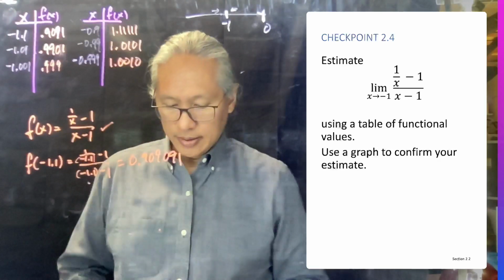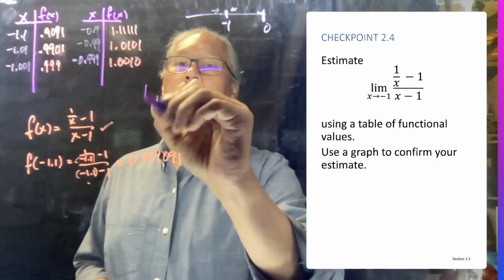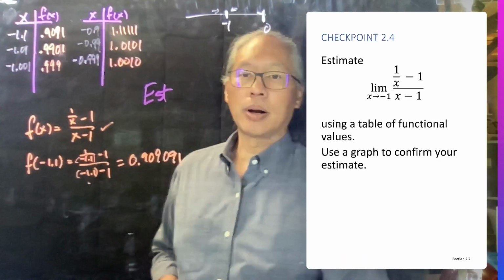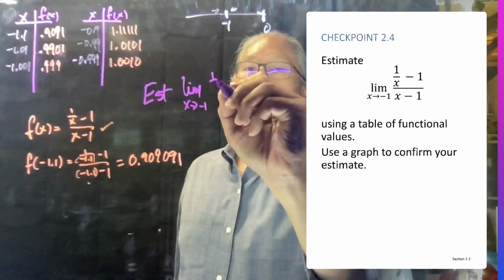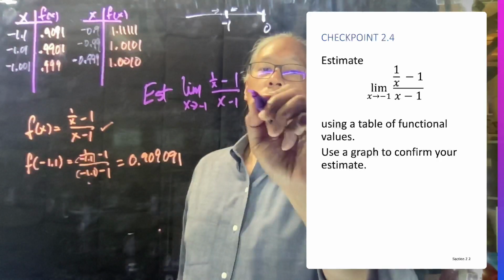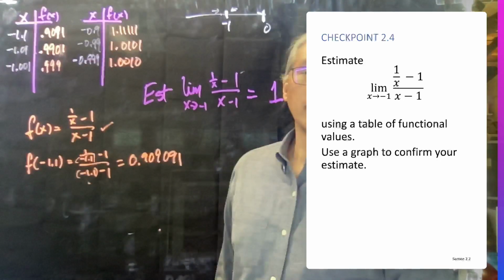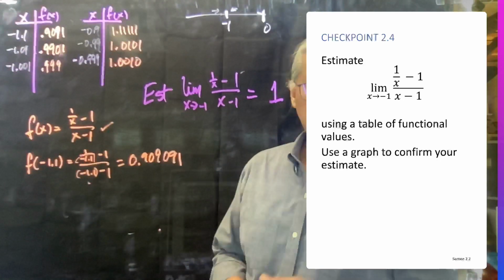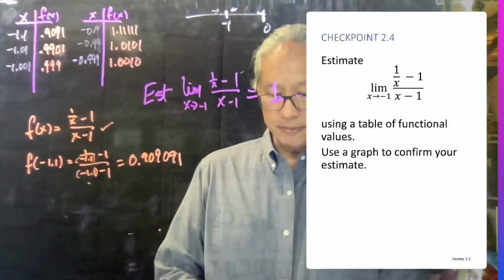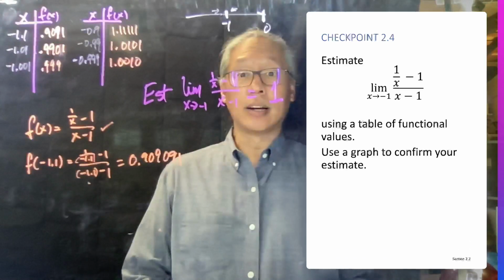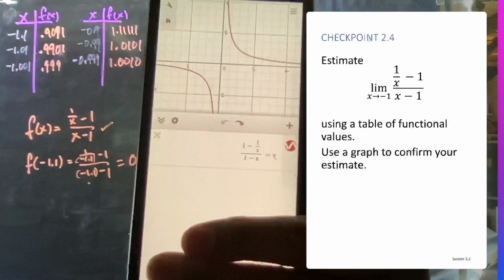So I would probably want to use that as my guess. So my estimate, I would probably say that the limit as x approaches -1 of this function will equal +1. Okay. Now the second part, they want us to graph to confirm your estimate. And so again, we'd use technology. I graphed it, and I'll show you the graph that I have here.